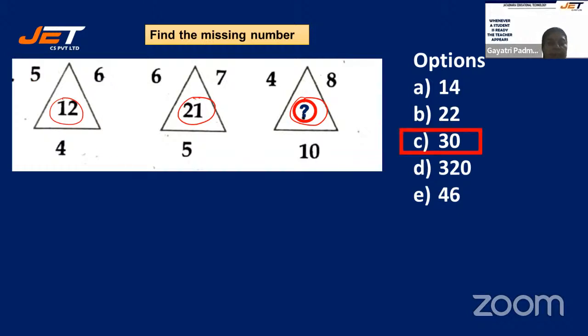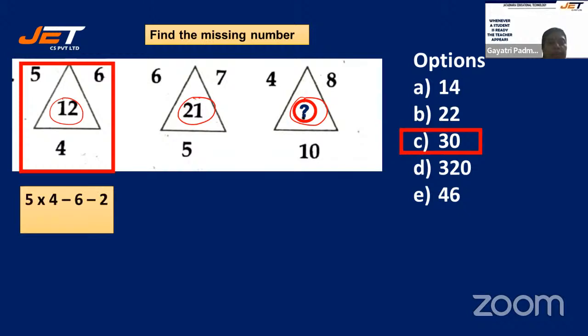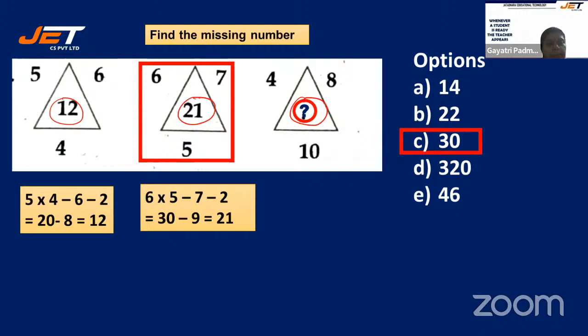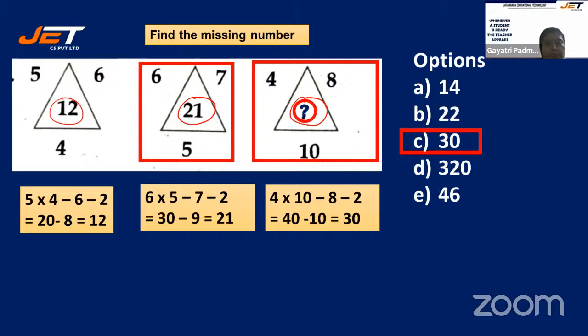Let's see the answer. It is 30. How? 5 into 4 minus 6 minus 2 will give you 12. Similarly, 6 into 5 minus 7. So you are subtracting another minus 2. That is 2. You get 21. Here, 4 into 10 minus 8 minus 2 will give us 30. That's why option C is the correct answer.